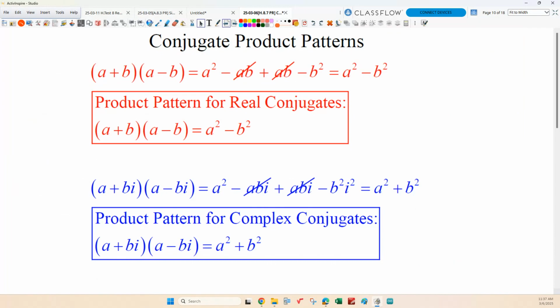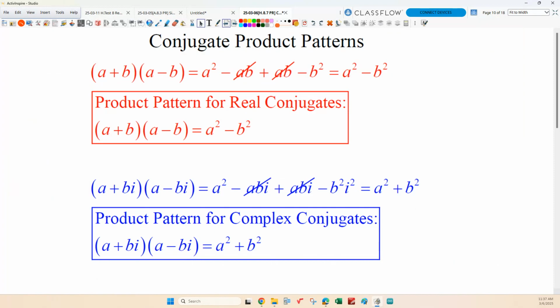So here's my strategy. Let's remind ourselves about what conjugate product patterns are. If I multiply two conjugates together, a plus b times a minus b, remember that when all the dust settles, I just get a squared minus b squared, right? The cross terms went away.